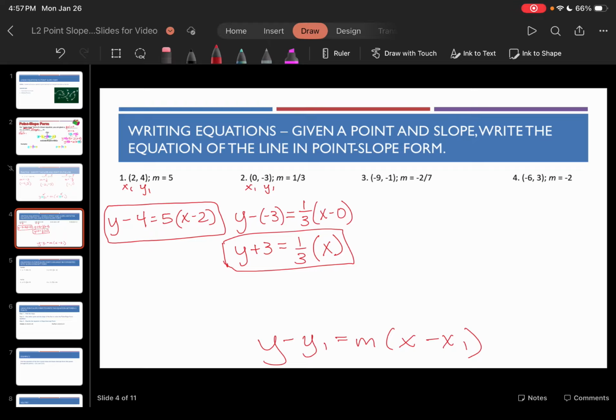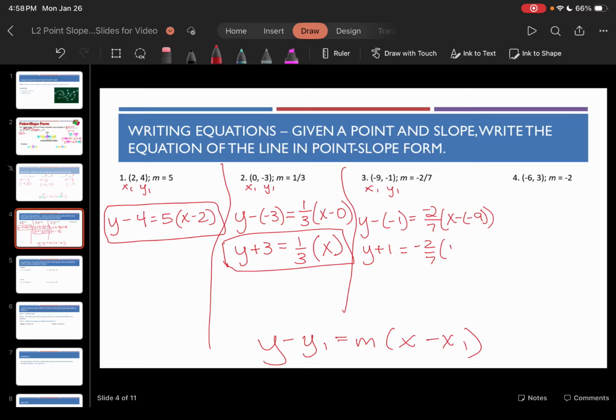Okay, number 3. A little tight on room here. So again, x1, y1. So y minus negative 1 equals negative 2/7 times x minus negative 9. And now I have a whole bunch of negatives. Minus the negative 1 becomes a plus, negative 2/7, and then x minus negative 9 becomes an x plus 9. So there we go.